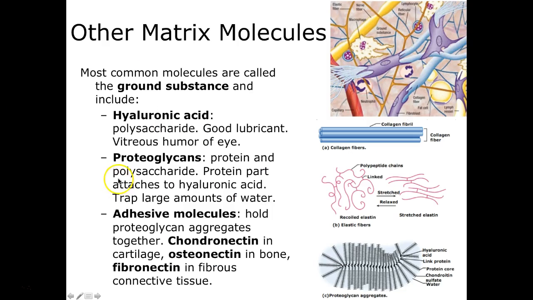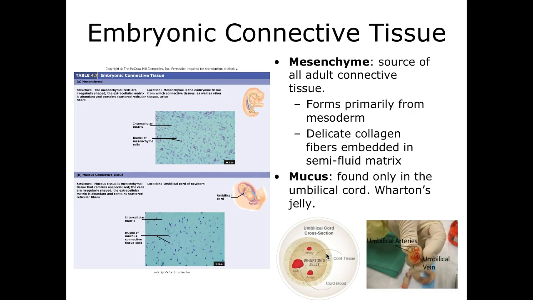So let's go back to our lecture here. The other thing we have in here are adhesive molecules, and they're going to help to hold our protein aggregate together. So here's the actual figure I was discussing. This is going to be a different type of molecule in each of our different connective tissues. So we will have chondronectin in our cartilage, osteonectin in bone, and fibronectin within our fibrous connective tissue.